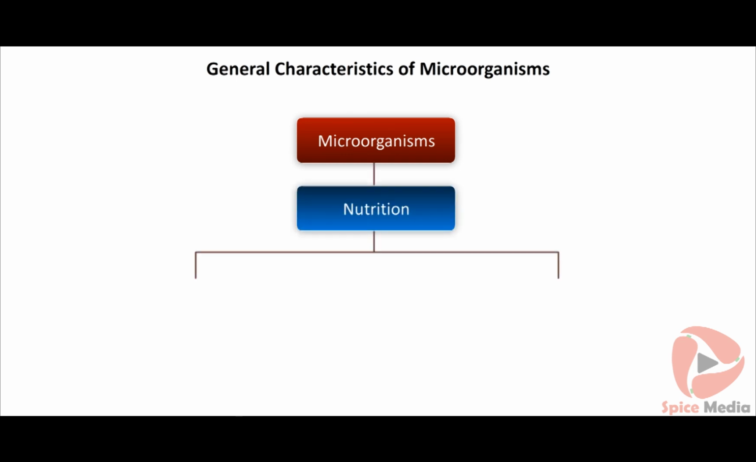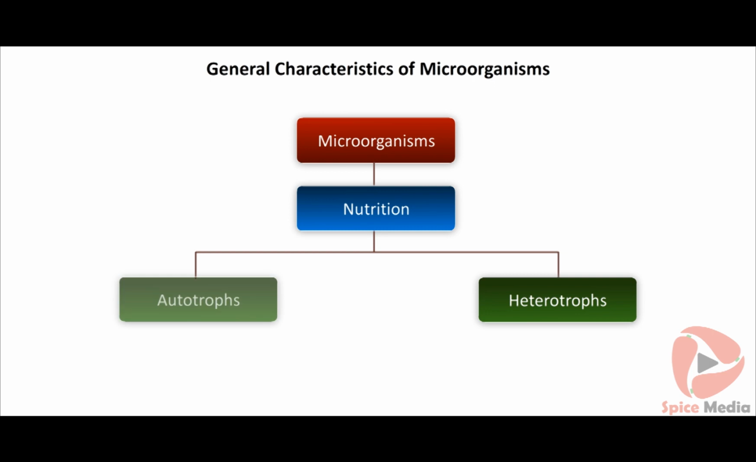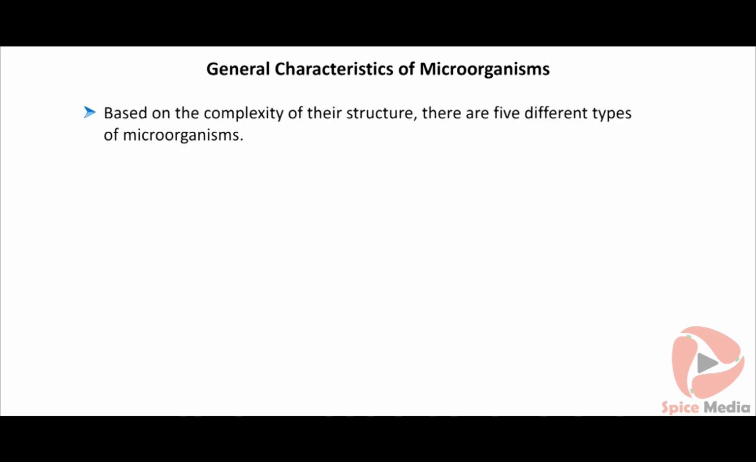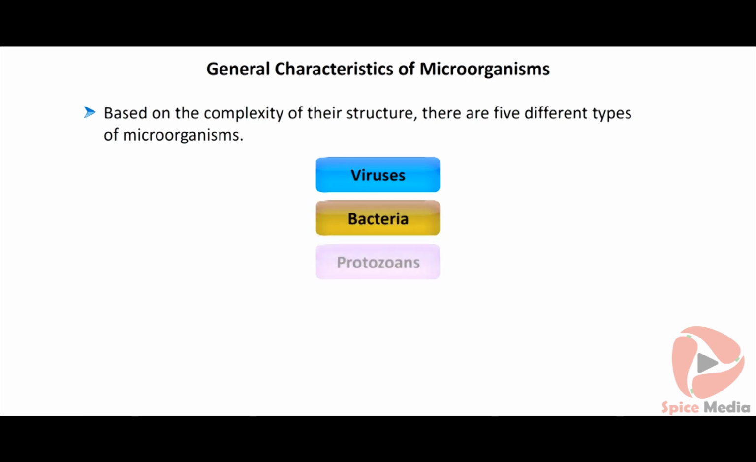Microorganisms that cannot prepare their food are called heterotrophic organisms, and those that can prepare their food are called autotrophic organisms. Based on the complexity of their structure, there are 5 different types of microorganisms. They are viruses, bacteria, protozoans, algae, and fungi.